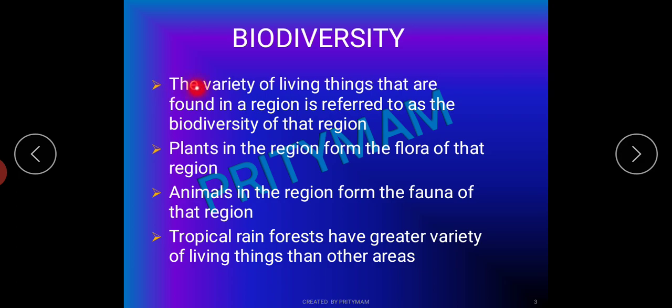The variety of living things that are found in a region is referred to as the biodiversity of that region. The plants in the region form the flora of that region, meaning all the plants which are found there are called flora. And the animals in that region are called the fauna of that region.